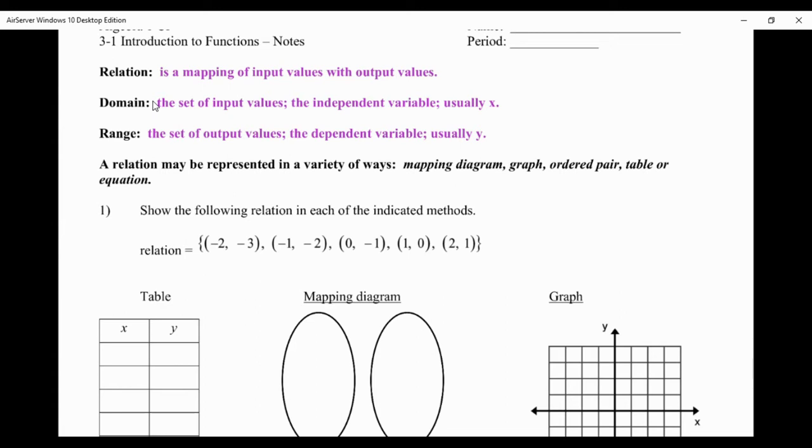Domain is the set of input values, which can be referred to as the independent variable, and it's usually denoted by the variable x. Range is the set of output values. It's referred to as the dependent variable, and it's typically denoted with the variable y.